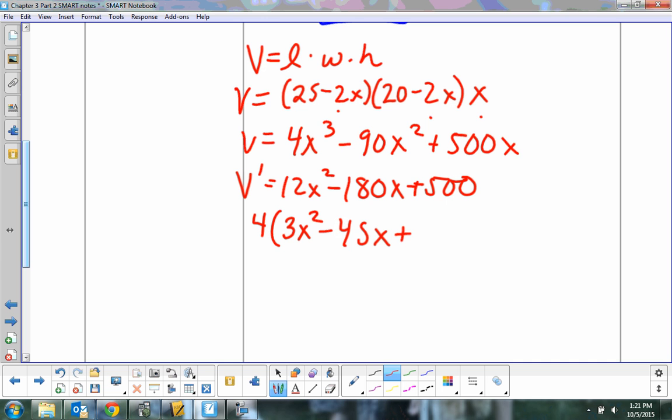And 500 divided by 4? 125. And I'll give you a hint, that's not factorable. So how else could we solve this? Quadratic formula. You can also complete the square, for those of you who said no. That sounds terrible. All right. I think it works. So go ahead, solve.